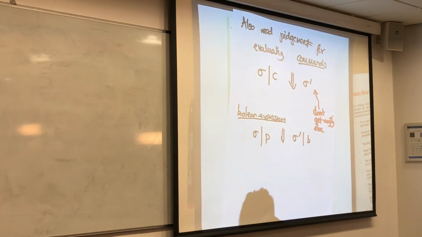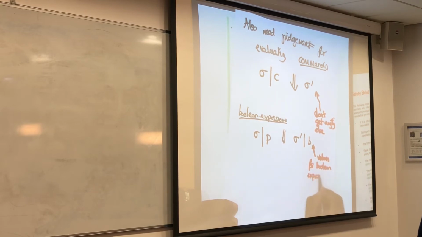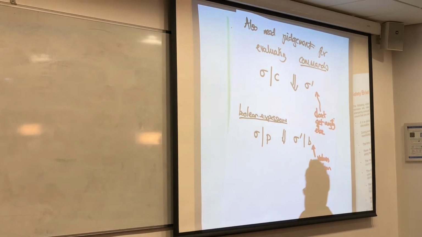So we're using B for bit. So the values for Boolean expressions are bits. So we'll get a true or a false.